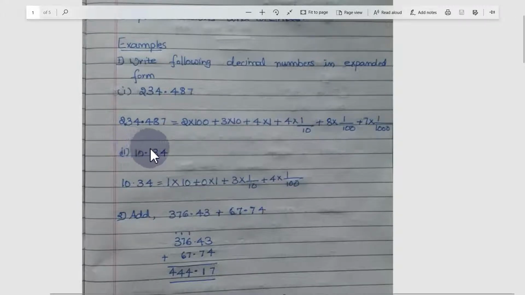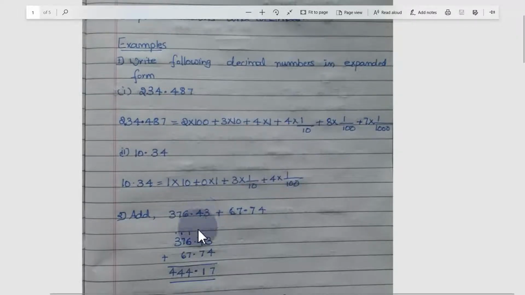So 10.34. This contains before decimal point 10. So 1 into 10 plus 0 into 1 plus after decimal point 2 more digits, only 2 digits. So 3 into 1 by 10 plus 4 into 1 by 100. So I hope you understood expansion of decimal numbers.